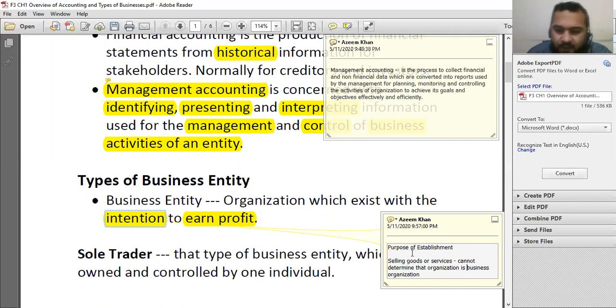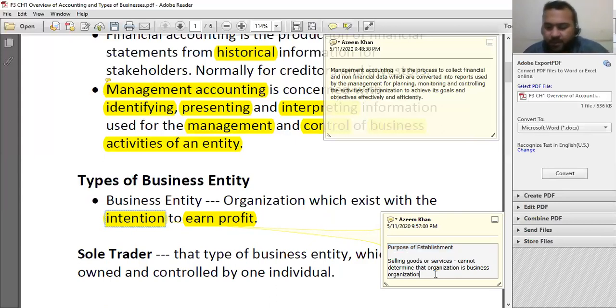So how will you determine that an organization is a business organization? Based on this thing: the purpose of establishment. What is the purpose of existence of this organization? Based on that, you will determine that the organization is a business organization.